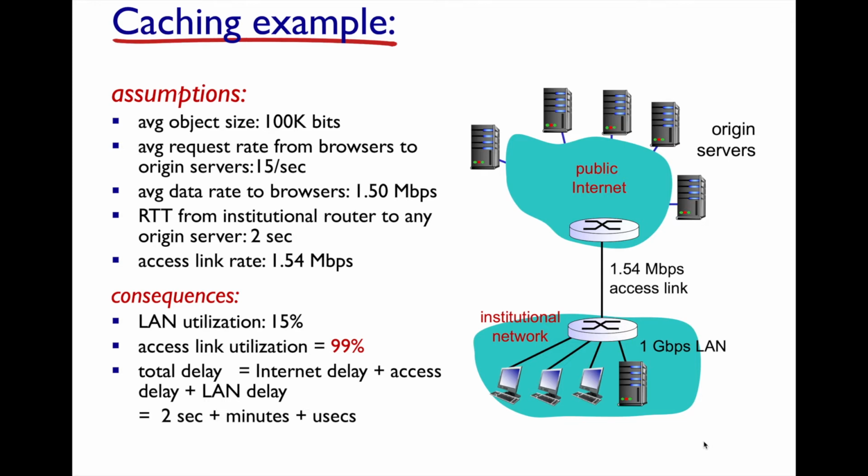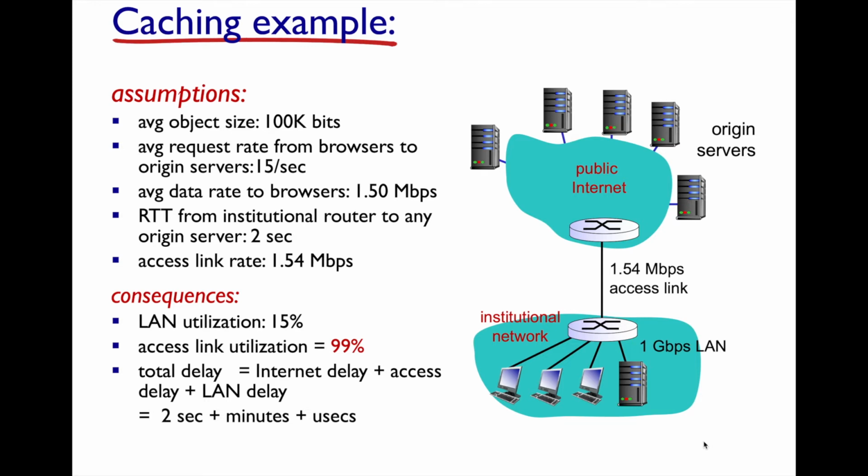Any questions about this? So let's look at this accounting. The internet delay is about 2 seconds, so they include that in your total delay. And then the access link delay. As we just said, using these numbers, the 1.54 megabit per second access link is 99% saturated, meaning 99% of the available bandwidth is being used up.